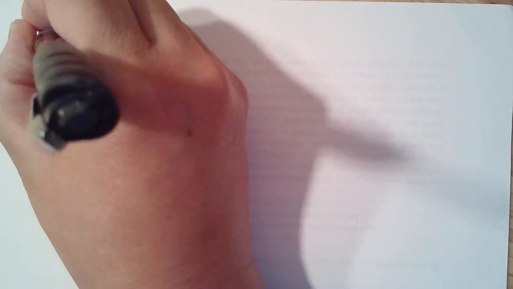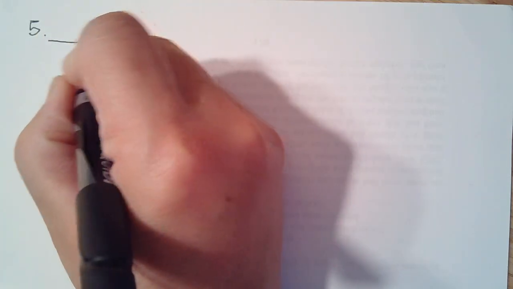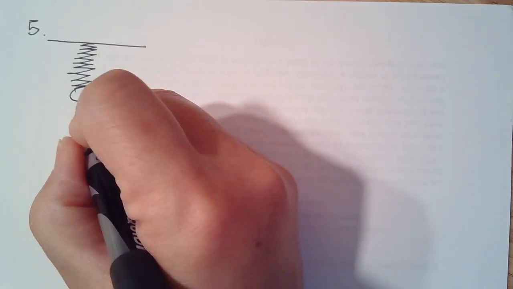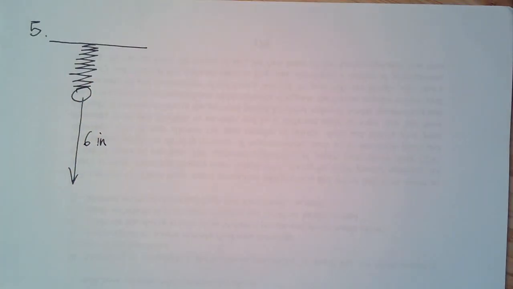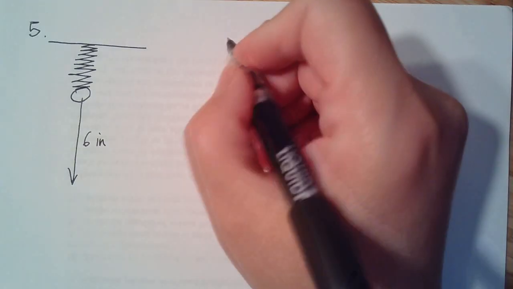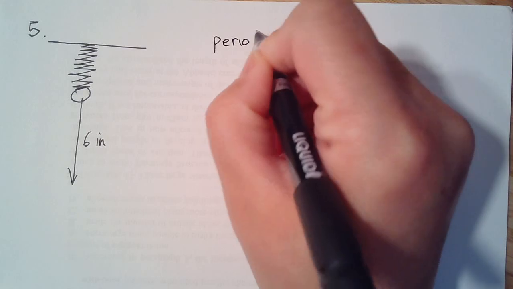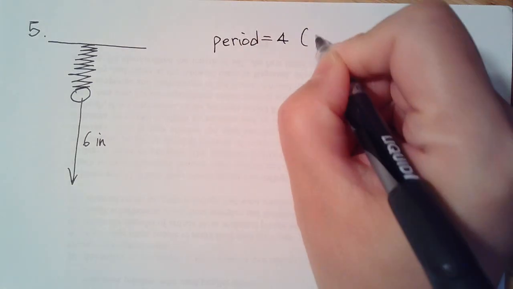And one last question. Number 5. Okay. A ball on a spring is pulled 6 inches below its rest position. So which is this? So you have a spring, and here's a ball. So you pull it down 6 inches, and then you release. So the period for this motion is 4 seconds. We know the period is 4 seconds.